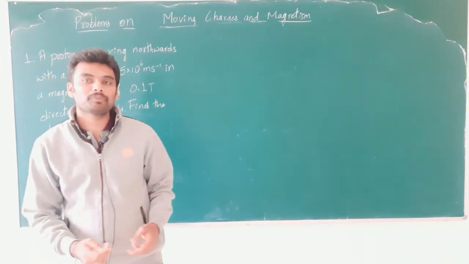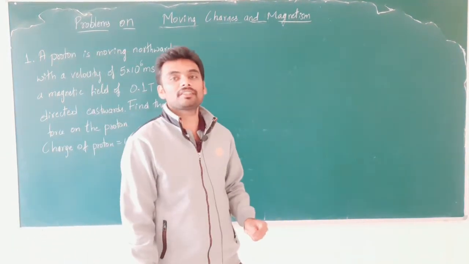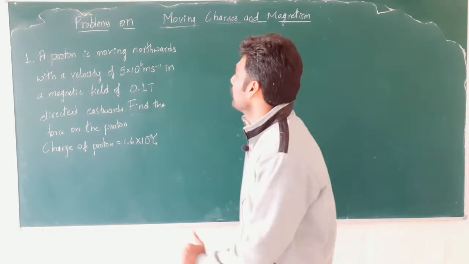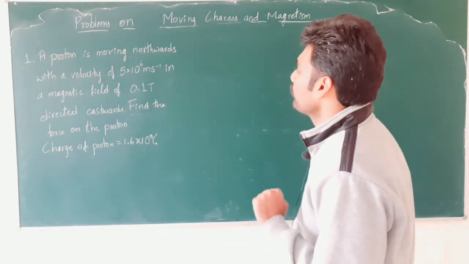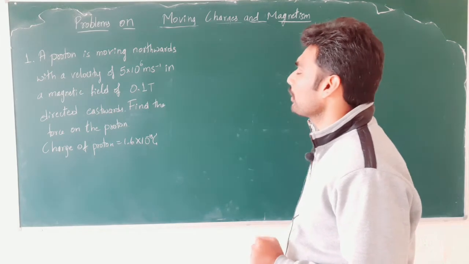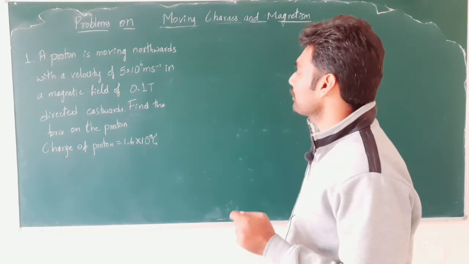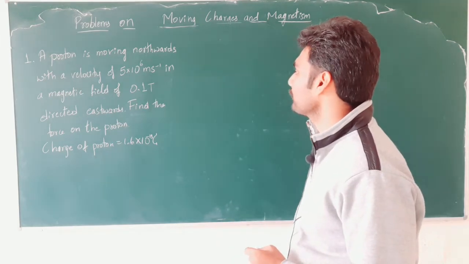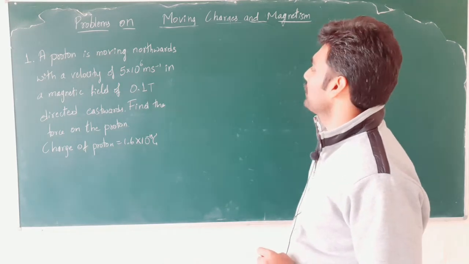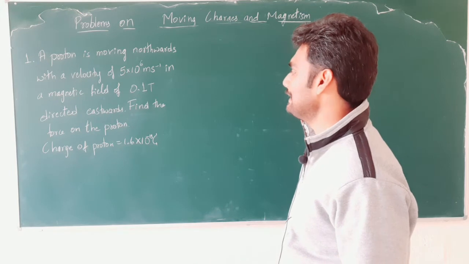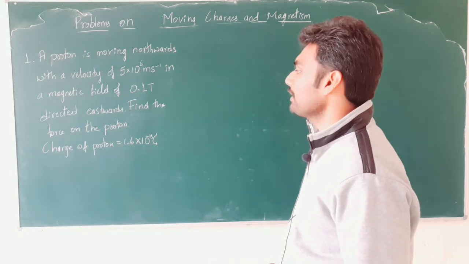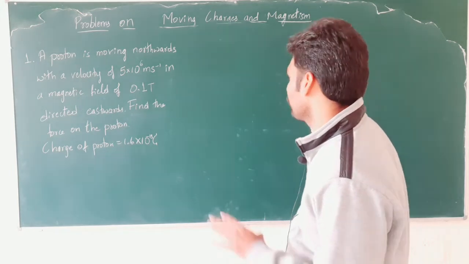So let us start the problems on moving charges and magnetism. The first problem is as follows. A proton is moving northwards with a velocity of 5 × 10^6 meter per second, huge velocity, in a magnetic field of 0.1 Tesla directed eastward. Find the force on the proton.